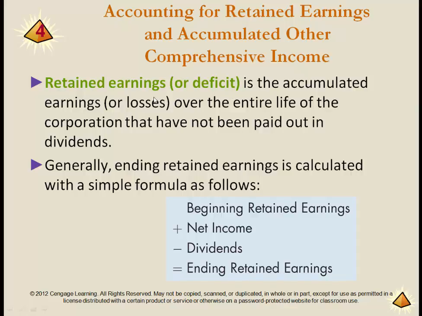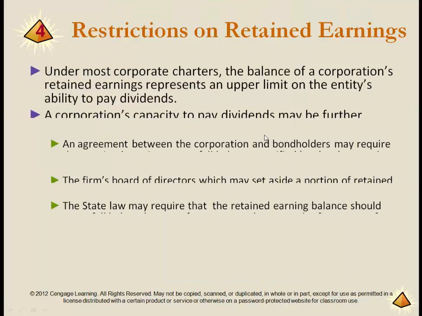Retained earnings is accumulated earnings or loss for the entire life of the corporation, less any dividends paid out. And generally, it looks like this: beginning retained earnings plus net income minus dividends equals ending retained earnings. Pretty straightforward. It looks like a statement of retained earnings.